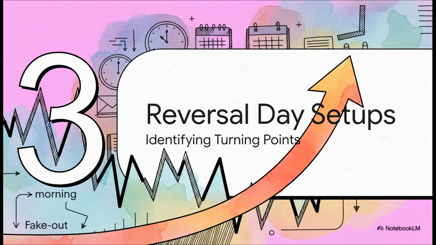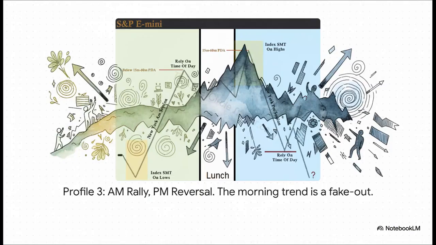These are the days where the morning trend is a complete fake out, and it's setting up a really powerful reversal in the afternoon session. This profile is the AM rally PM reversal. It's fascinating, really. It's like a 2-act play. The market puts in this convincing rally in the morning, which sucks in a lot of buyers, but this whole move is just a setup for a major sell-off in the afternoon.